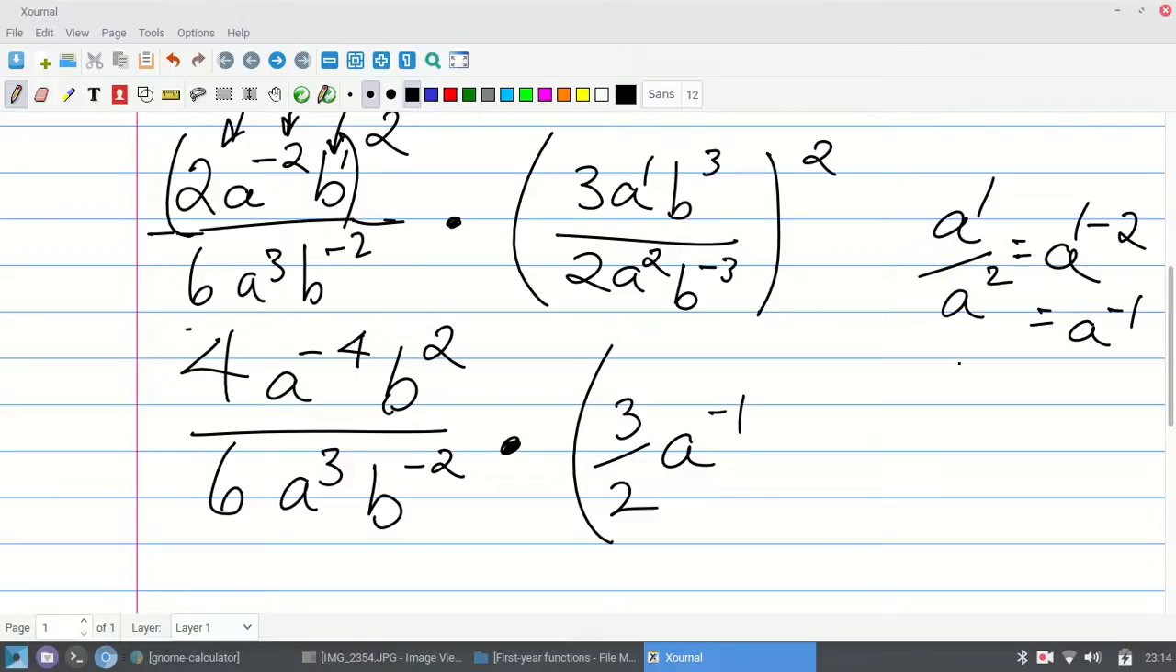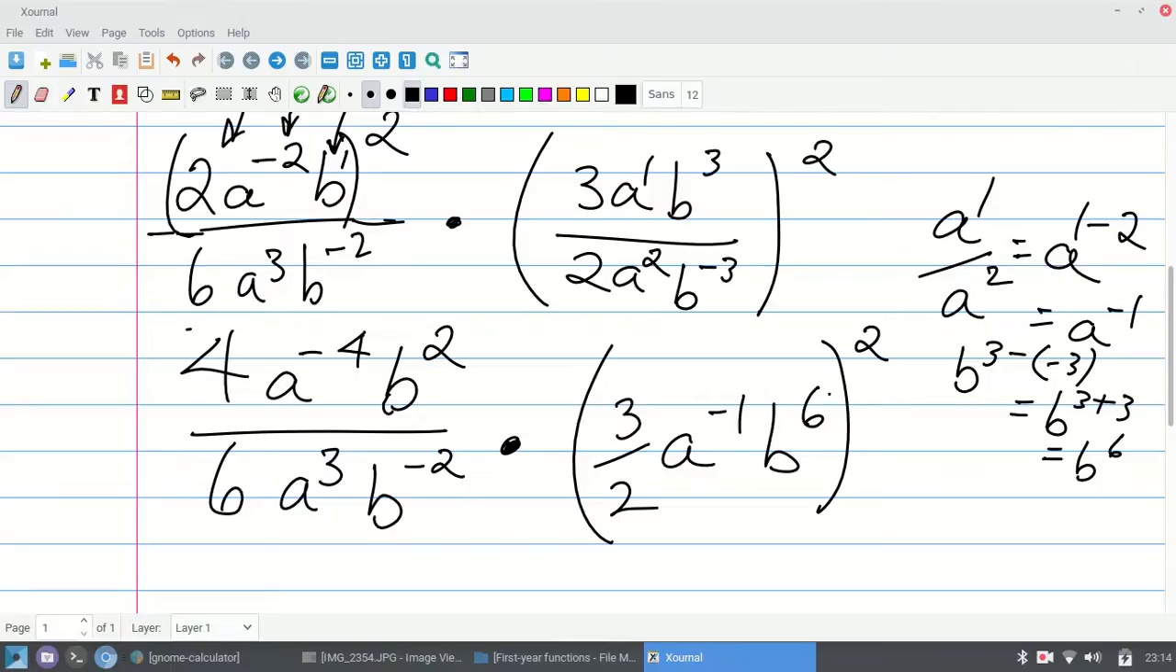Okay, I do the same thing for b. So for the b, it's going to be 3 minus negative 3. And I get b to the 3 plus 3, and I get b to the 6. So I get b to the 6.